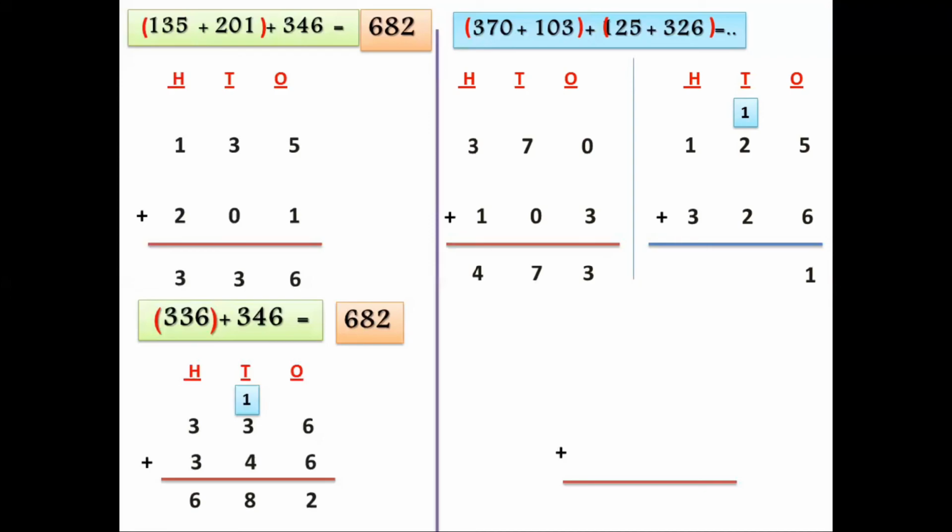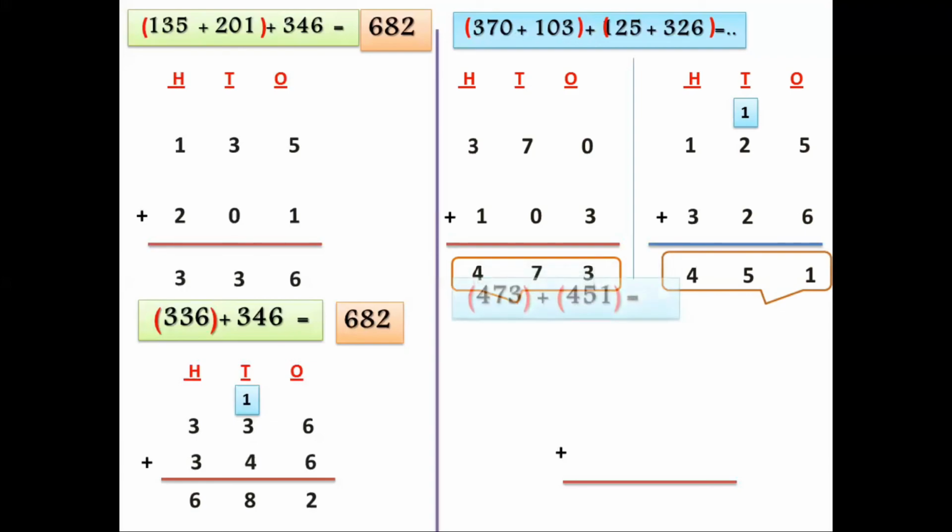Now let's go to the tens digits to get their sum. 1 plus 2 equals 3. 3 plus 2 equals 5. Let's move to hundreds. Here we have 1 plus 3 equals 4. In the third step, we will add these two sums together to get the total. So let's get the sum of 473 and 451.